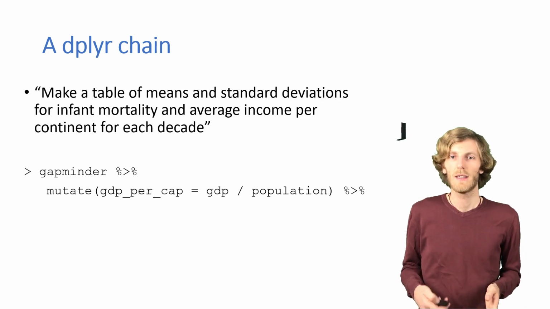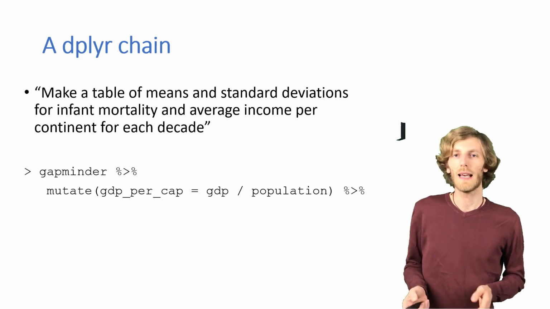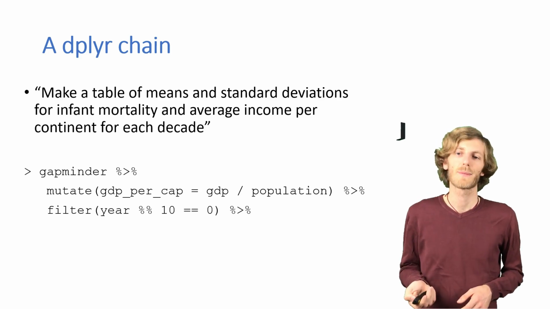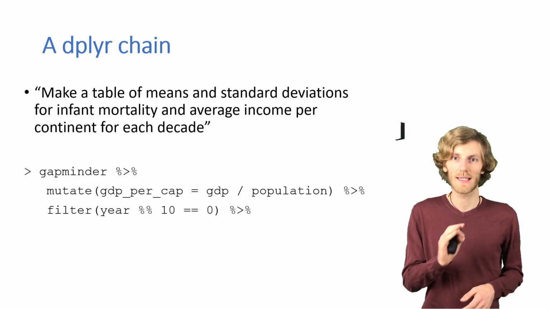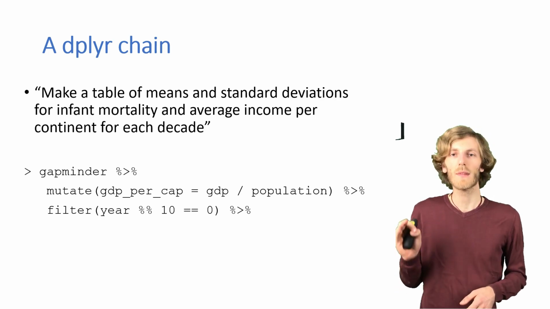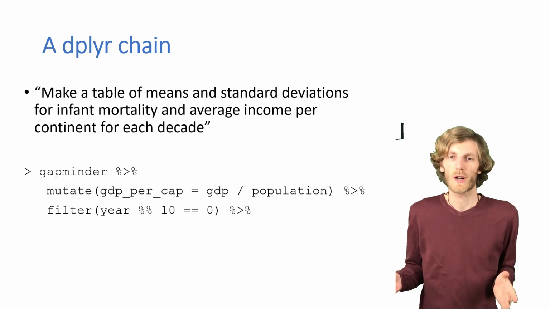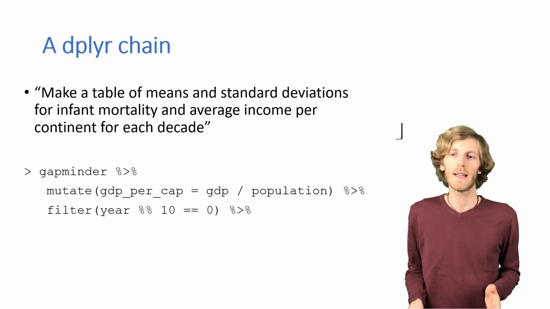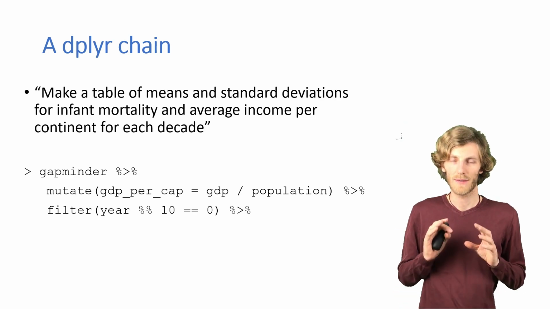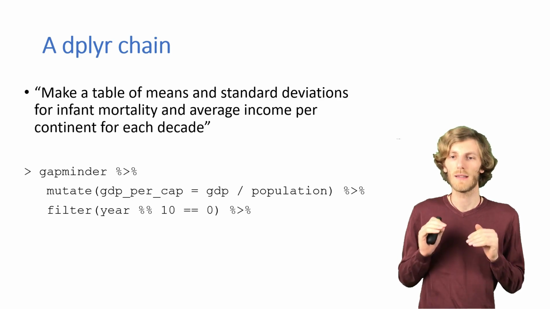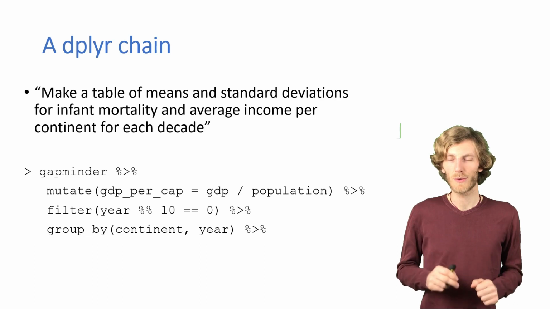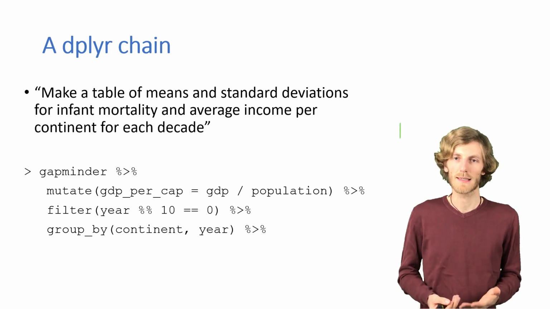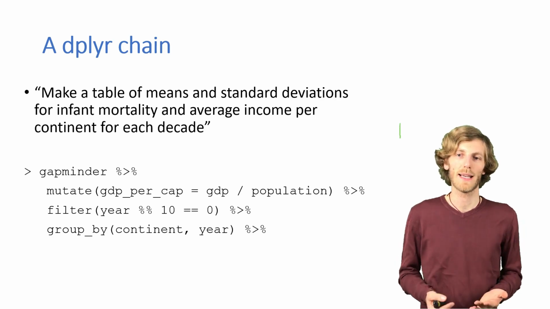So next, we filter it to only have 1 year per decade. I'm doing this with this modulo operator here that just tests whether the year is divisible by 10. Alternatively, we could also just give it a list of the years we're interested in. But now we are filtering for this 1 year per decade. Next, we then group by continent and year, because that's the grouping we're interested in here.